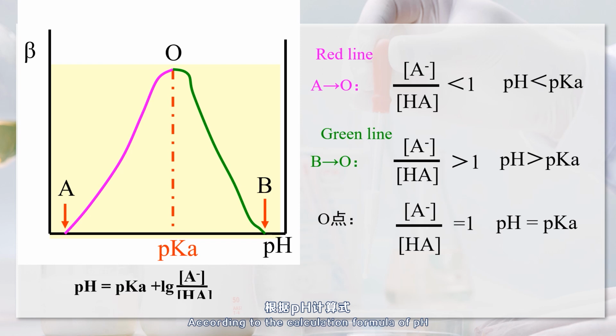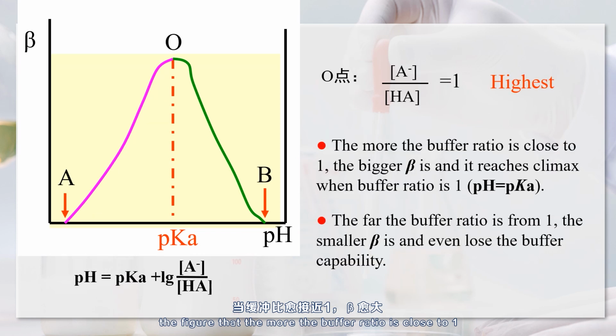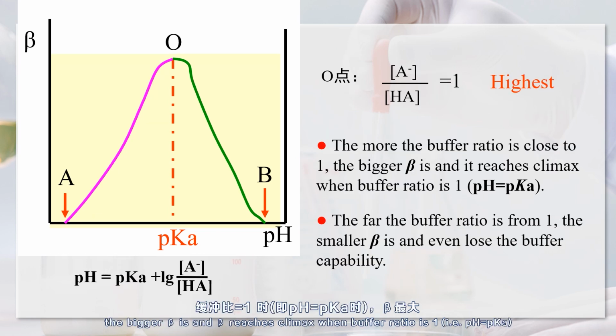According to the calculation formula of pH, when the buffer ratio is less than 1 and pH less than pKa, in the red curve region from A to O, beta increases with the increase of pH. In the green curve region from O to B, the buffer ratio is larger than 1 and pH larger than pKa. Thus, beta decreases with the increase of pH. At the middle O point, the buffer ratio is 1 and pH equals pKa. It can also be seen from the figure that the more the buffer ratio is close to 1, the bigger beta is, and beta reaches maximum when buffer ratio is 1, that is, pH equals pKa.